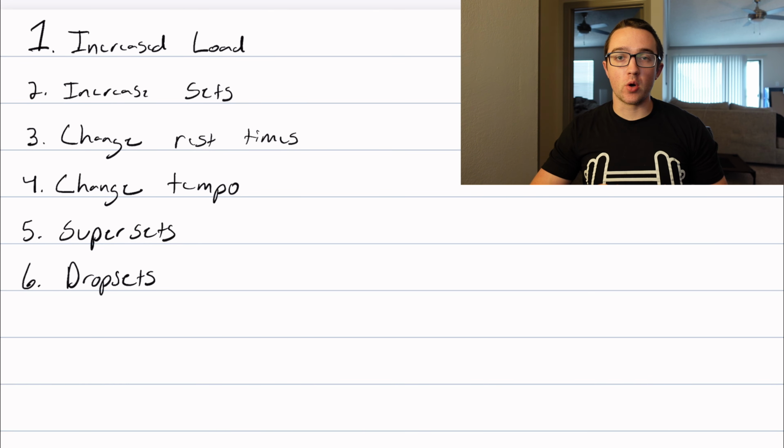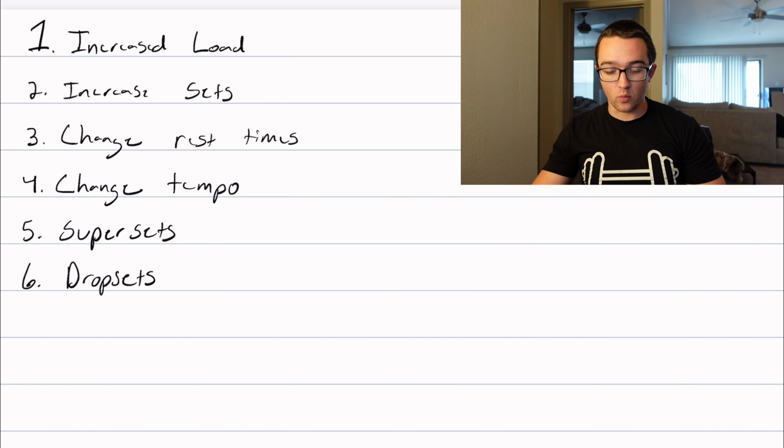Real quick, I wanted to go over a video on how to implement progressive overload, not only so you know how to pick the right weights for yourself, but also know some of the tactics going into your programming for your specific workouts. So I wanted to get into it, and as you see on the screen, there are 6 different ways to go about progressive overload, right?